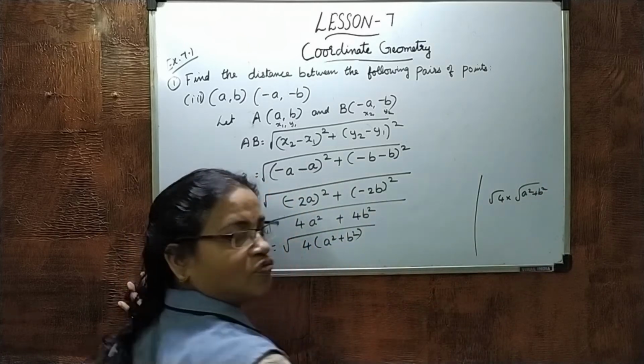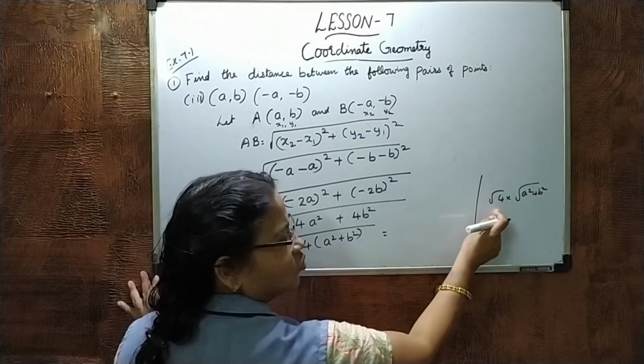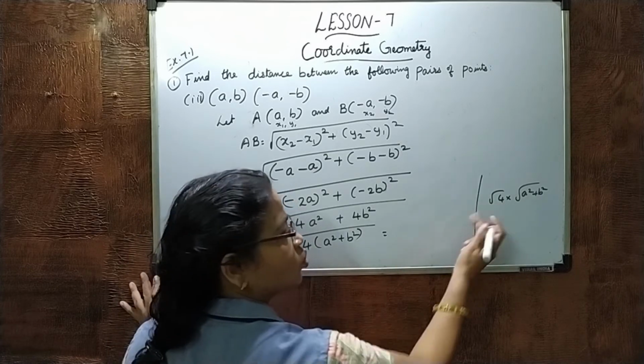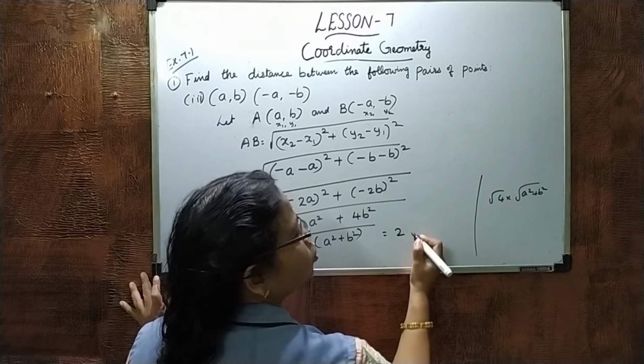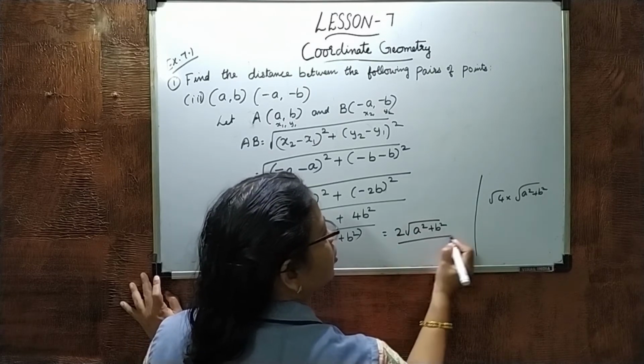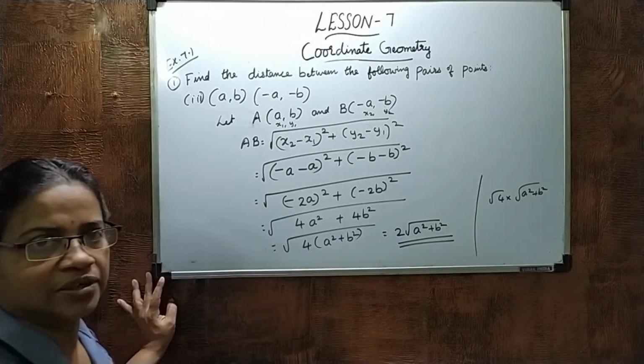Right? What is root 4? Root 4 is 2, because 2 square is 4. Right? So root 4 is 2. So it is 2 into root of A square plus B square. This should be your answer.